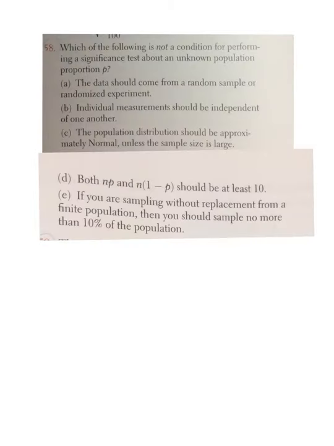Okay, next. Okay, we're going to look at our conditions for a proportion. Data come from a random sample. Yes. Individual measurements should be independent of each other. Yes. Population should be approximately normal unless the sample size is large. So that's the central limit theorem. That's a no, because that would be for an average. That would be for x bar, not a proportion.